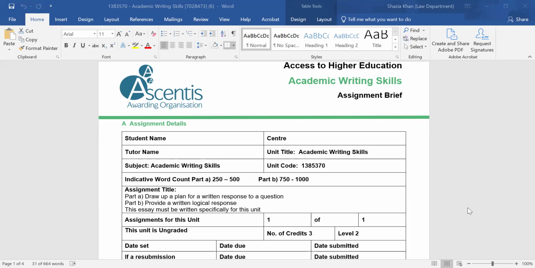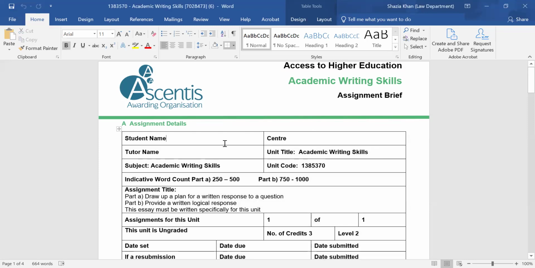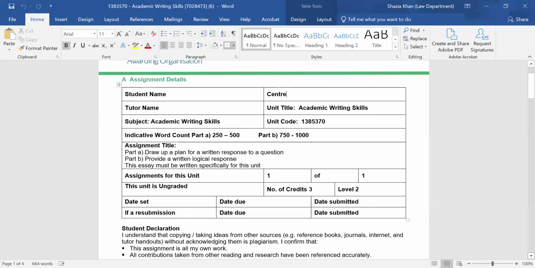So when we look at the academic writing, this is the front cover that you need to be looking at. So your name needs to go in there. Your center needs to go in there. Your tutor's name in there. Your unit code, which would go in there. And indicative content. So part A, they expect you to do 250 to 500 words.